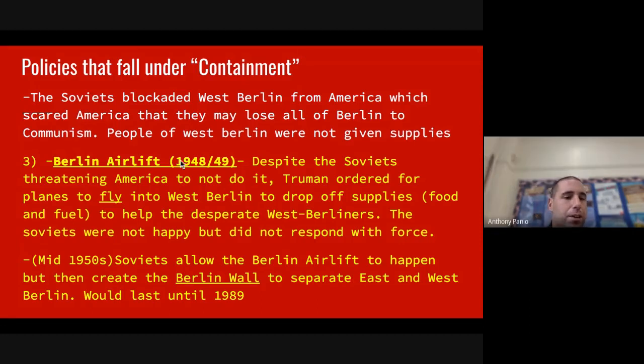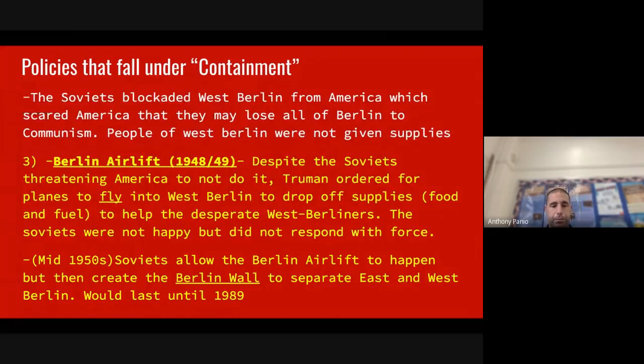A few years later, though, they're going to create something called the Berlin Wall, okay? The Berlin Wall was a kind of response, though it came later, and what it did was separate East and West Berlin. It separated East and West Berlin at this point, and this would last until 1989. We'll talk about the Berlin Wall a little bit later on in this class, but this is just the start of it being created. And it's a really sad thing when we look at the picture in a second.